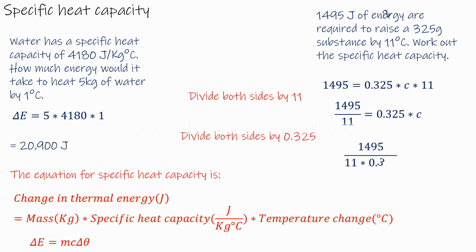So now we have 1495 over 11 times 0.325, because when you're dividing over to a side that already has a denominator on its side, you can just simply times by that denominator and you'll still be dividing through, and this equals C, and then we put this in a calculator to get an answer of 418.19 joules per kilogram per degree Celsius.